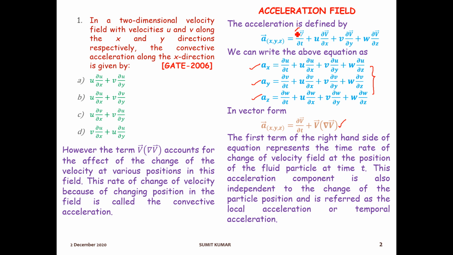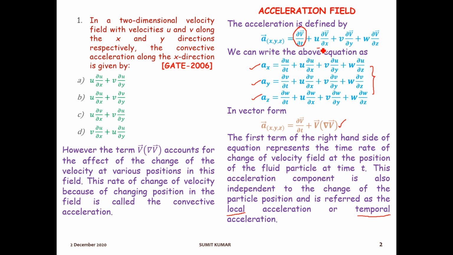The first term, del V by del t, from the expression can be seen to be the time rate of change of velocity, and this term is independent of space coordinate. So, this term changes only with time and it is called the local or temporal acceleration. So, the first term del V by del t is called local or temporal acceleration.